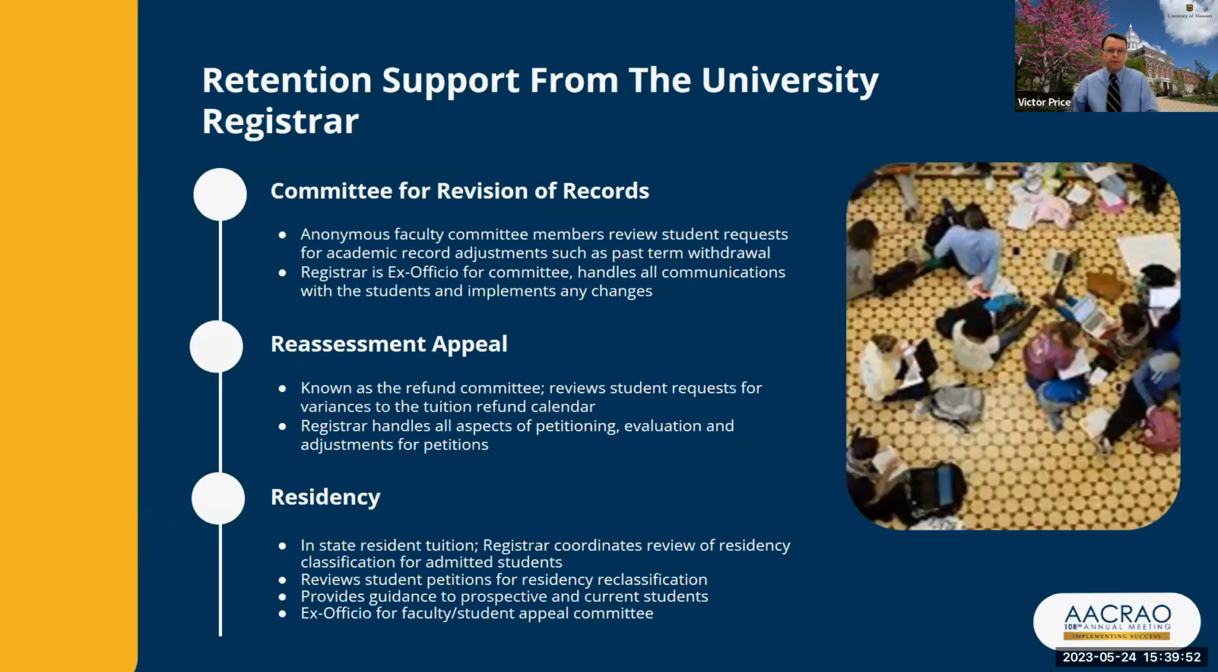Okay. So our next slide, we're going to talk about some areas that the registrar's office supports that are part of the university-wide retention mechanism, let's say. The first thing we're going to talk about is the Committee for Revision of Records. It is a faculty-only committee. It's an anonymous committee that's appointed by the faculty council themselves. There is a petition process for students to be able to appeal, send a petition to the committee each month, and they can ask for their academic records to be modified.